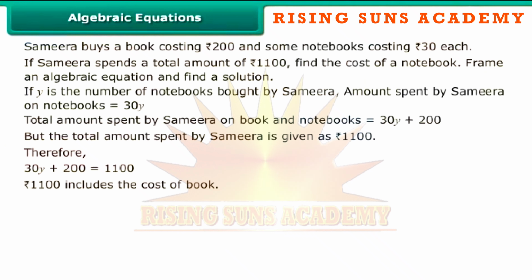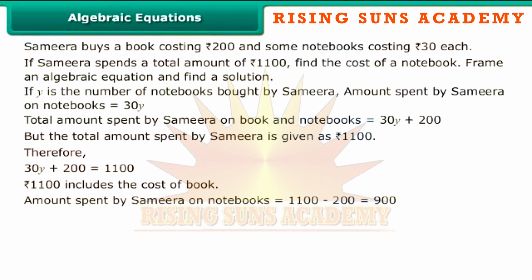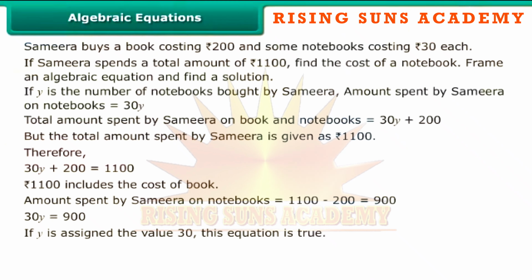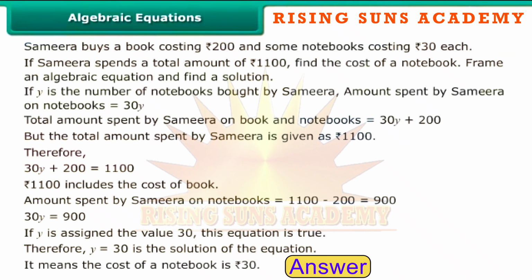1100 rupees includes the cost of the book. Amount spent by Samira on notebooks is equal to 1100 minus 200 is equal to 900. 30y is equal to 900. If y is assigned the value 30, this equation is true. Therefore, y is equal to 30 is the solution of the equation. It means the cost of a notebook is 30 rupees.